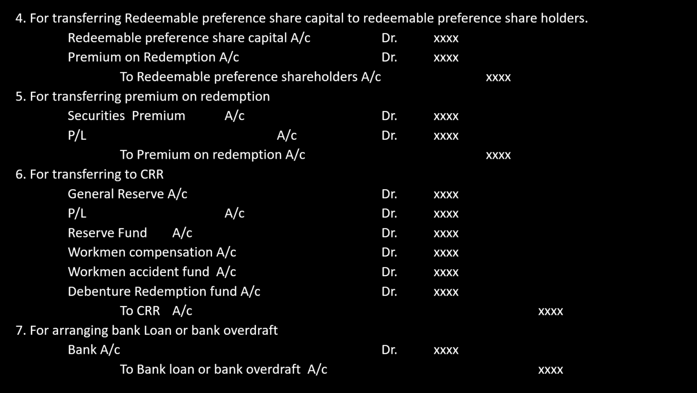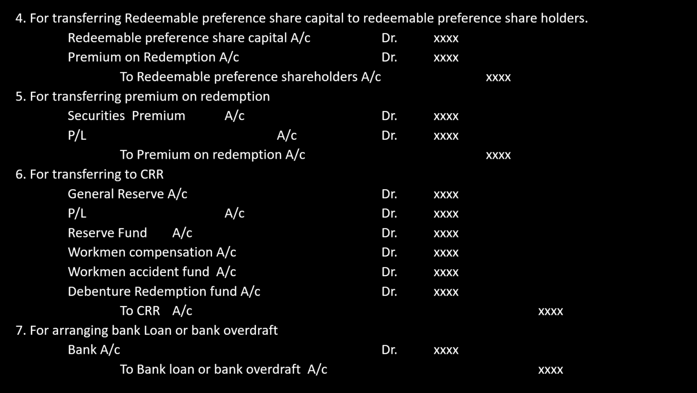Then the sixth entry, CRR. CRR is nothing but a transfer. If it is redeemed out of profits, the whole amount of preference shares will be transferred to CRR. Suppose 5 lakh is the redeemable preference shares and there is no fresh issue. The first formula I told you: redeemable preference share capital is 5 lakh, fresh issue is 0. So 5 lakh minus 0 is 5 lakh. Therefore, the CRR is 5 lakh.